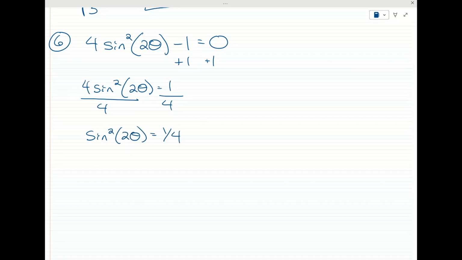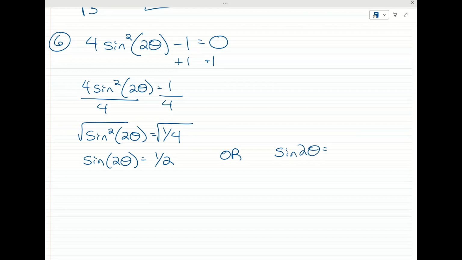And we don't want to know what sine squared is. Obviously, we just want to get rid of that whole thing. So the next step would be to take the square root to give us sine of 2 theta is equal to a positive 1/2, or sine of 2 theta is equal to a negative 1/2. When you take the square root, you do get plus or minus. To get rid of sine, we could take inverse sine on both sides.